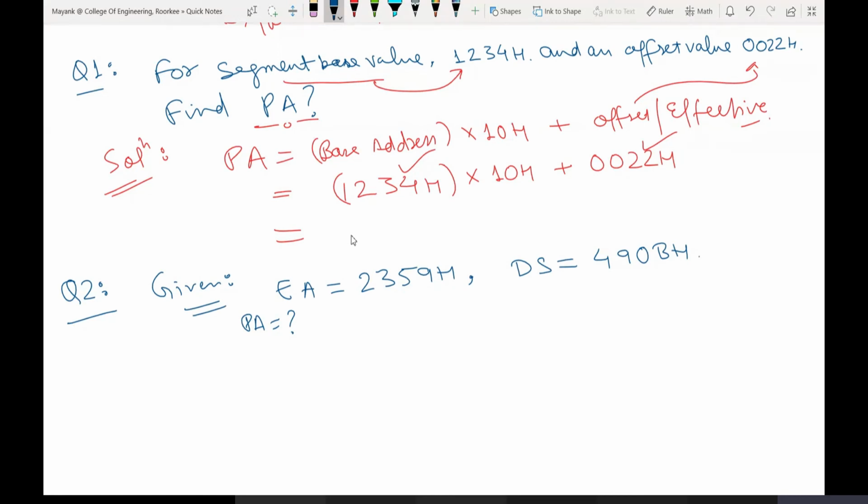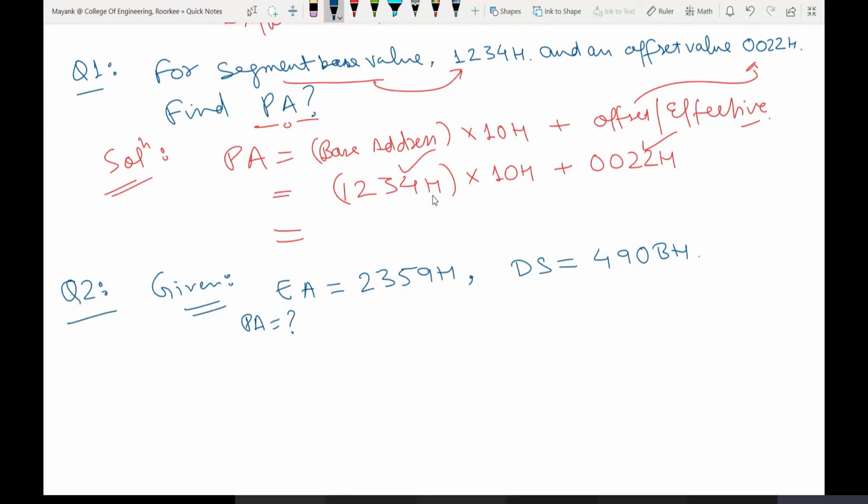Okay, those who are finished with question number 1 can attempt question number 2. It's already on the screen. Again, you have to find out the physical address. EA is already given, DS is already given. Tell me what will be the answer. Those who have not finished question number 1, get back to that question.